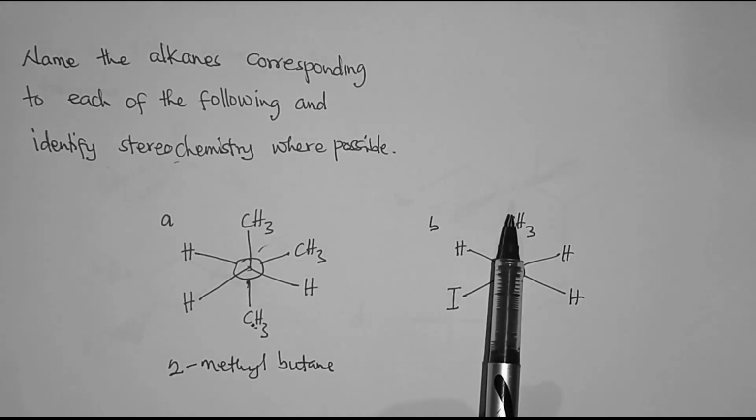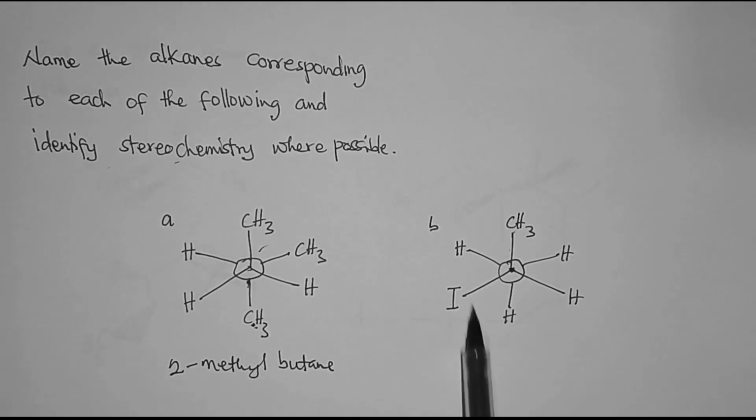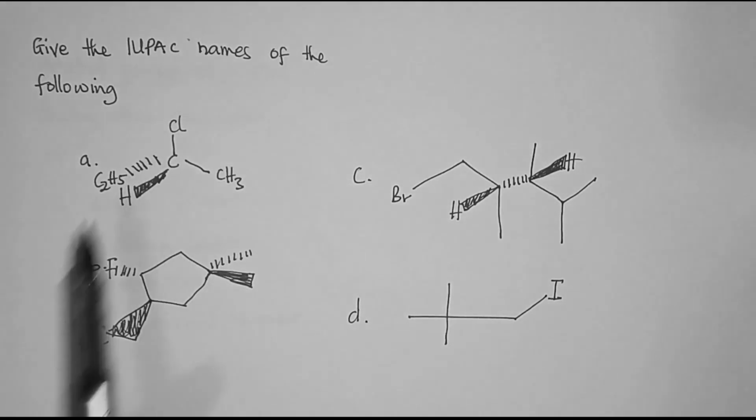And the carbons are this carbon number 1, carbon number 2, and the one at the back is carbon number 3. And then we have an iodine group, which is on carbon number 2. And therefore, this is 2-iodo, and the whole molecule is made up of 3 carbons, so that is propane. So this is 2-iodopropane.